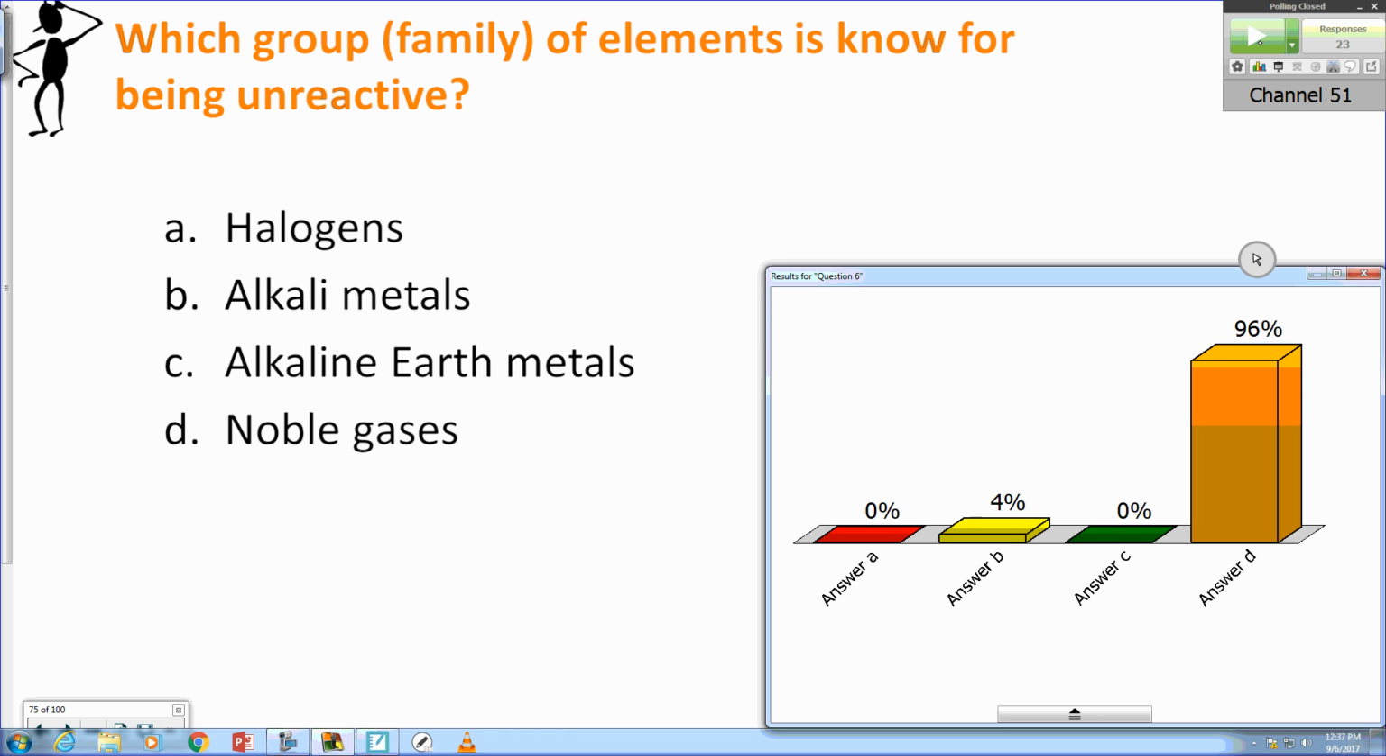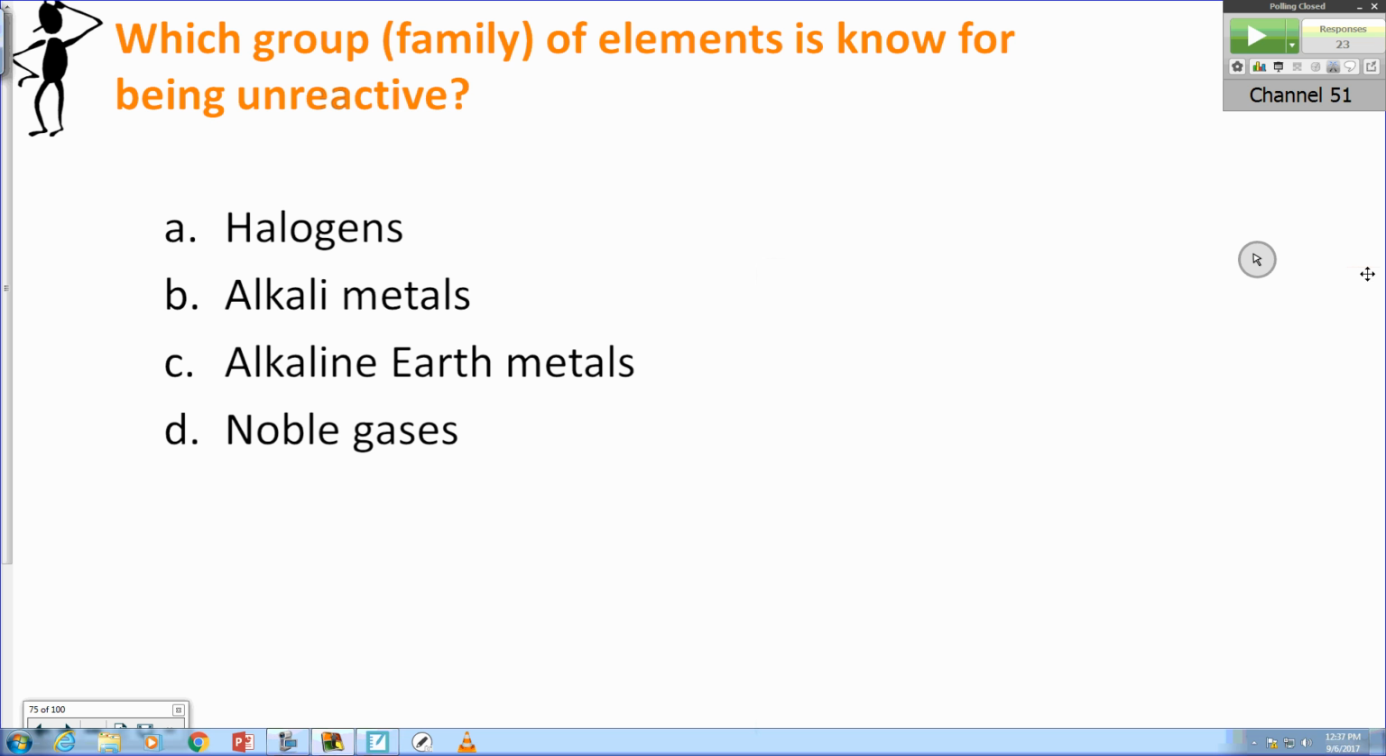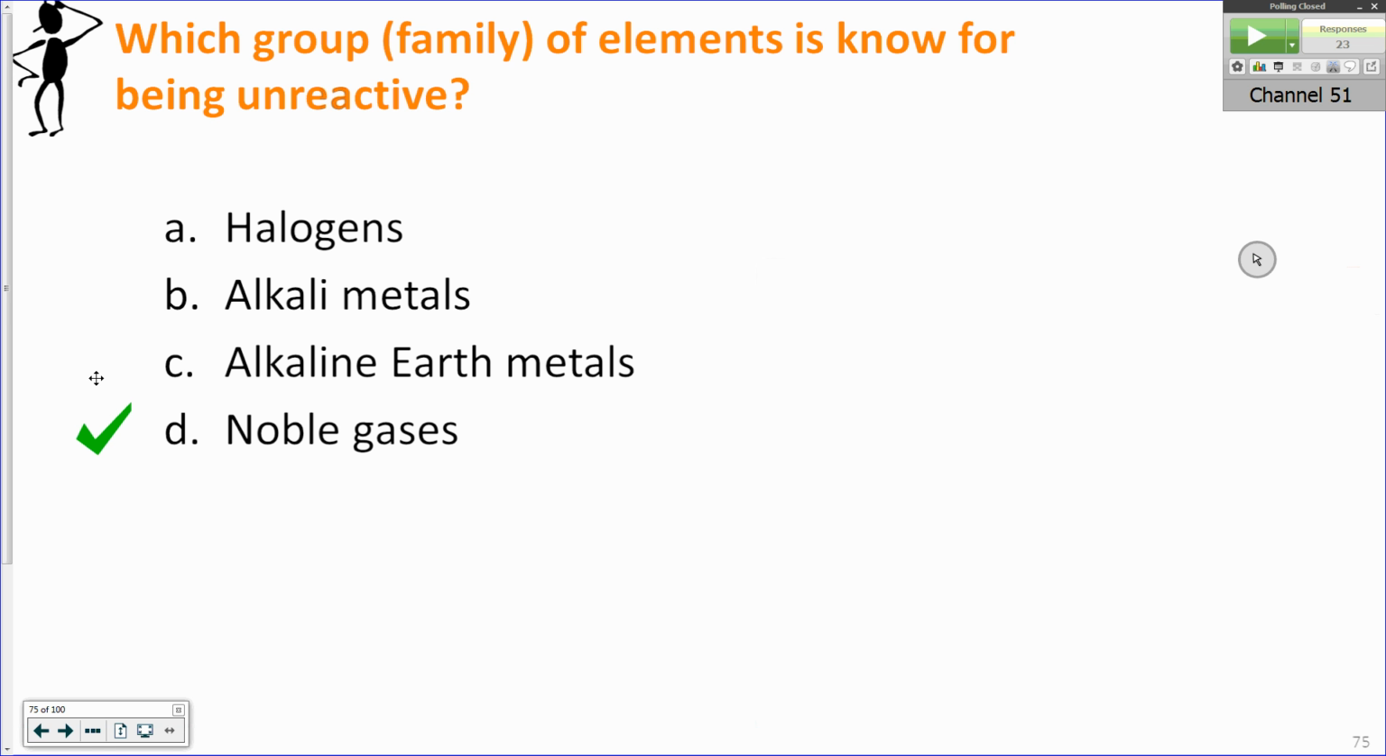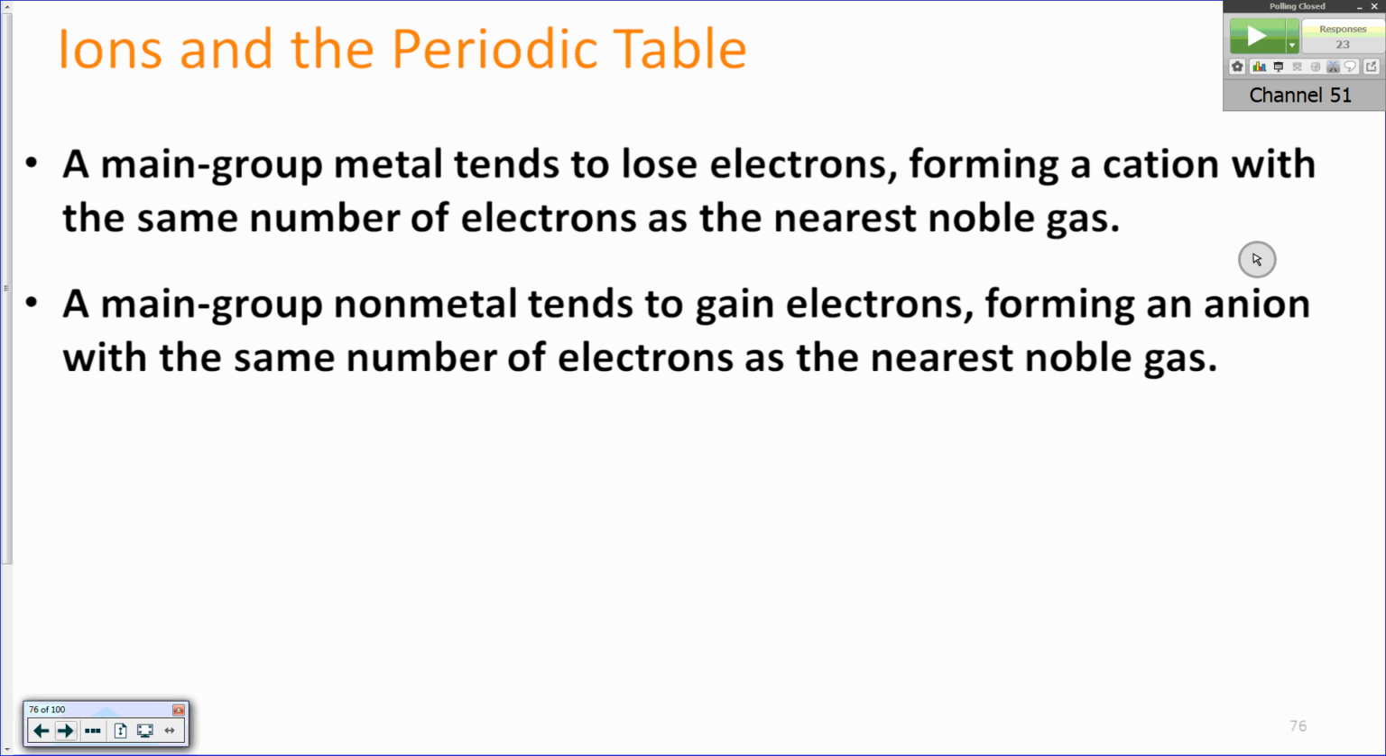Almost everybody said it was choice D, and indeed it's the noble gases. So noble gases are the ones that are non-reactive. Halogens, very reactive. Alkali metals, reactive. Alkaline earths are not as reactive as alkali metals, but they're still reactive. The noble gases are the ones that are not.